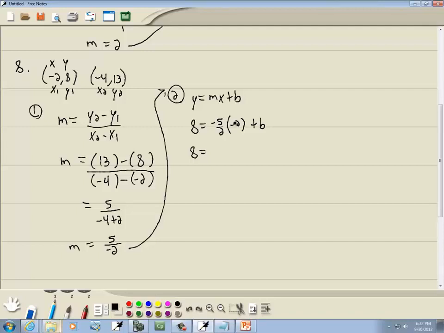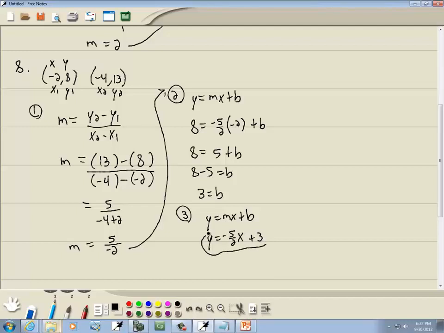Now negative times a negative is positive, so those disappear. And those 2's are going to cancel. So we got just left with 5. Take the 5 to the left side, becomes a negative 5, and we get b is equal to 3. Step 3, write down our answer. Well, m we said from step 1 was negative 5 halves, sorry. So we plug that in. B was 3. So our answer is y is equal to negative 5 halves x plus 3.